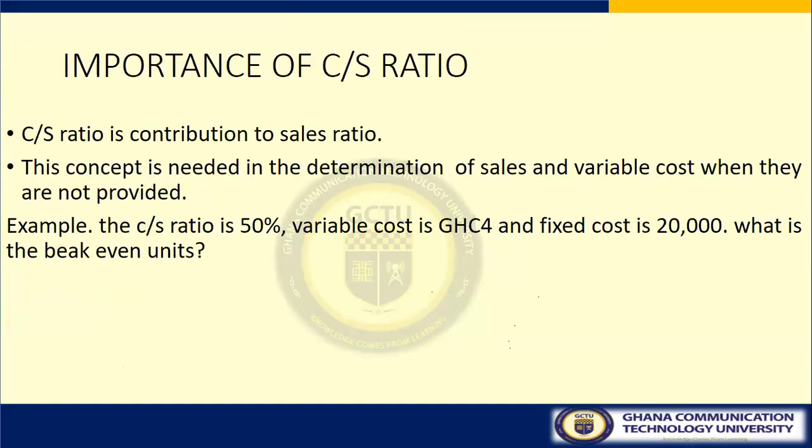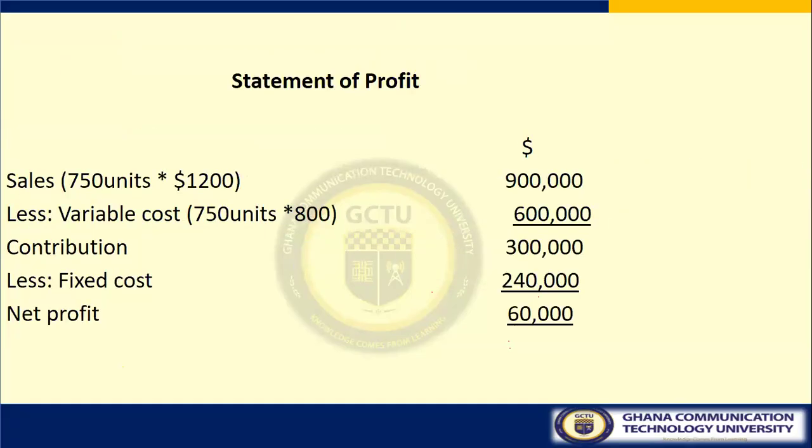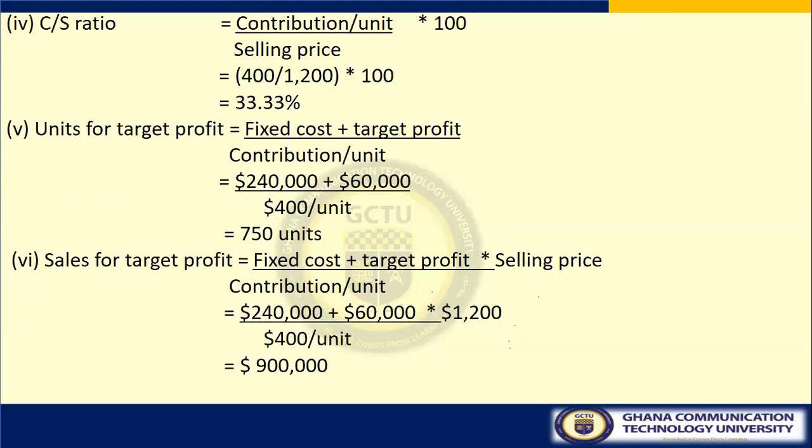I have a question. Yes, please. There's the CS ratio. I'm trying to make sense of it because the contribution is in units, and the selling price is in cedis. So how did they cancel out to get a percentage is what's making me confused. The contribution per unit, and the selling price is in dollars. It's in dollars, yes.